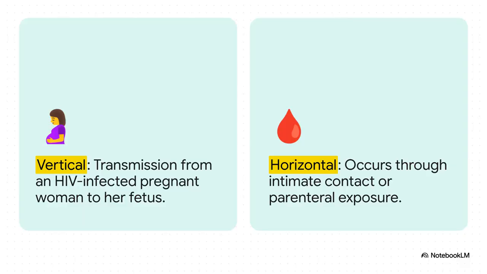Let's talk about transmission. As a pediatric nurse, you need to differentiate between vertical and horizontal. Vertical, or perinatal transmission, happens directly from an HIV-infected pregnant woman to her fetus. Horizontal, on the other hand, is through intimate contact with infected blood or body fluids. For us in pediatrics, vertical transmission is the huge focus for our early interventions.